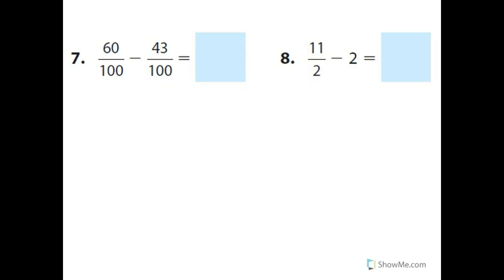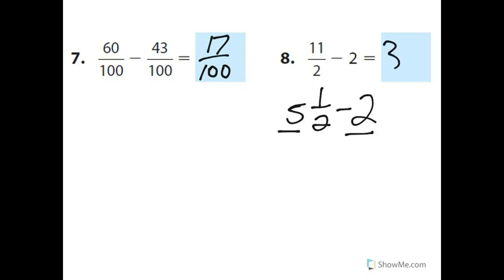All right, number 7, solve that one, and we'll go over it. 60 minus 43 is 17 over 100, and that's already simplified. Oh, goodness. Number 8 is 11 over 2 minus 2. Well, check this out. 11 divided by 2 is going to be 5 and 1/2. Because 11 divided by 2, we got 5 and 1 remaining. So we're going to subtract 2. 5 minus 2 is 3 and 1/2. That's how we do it.